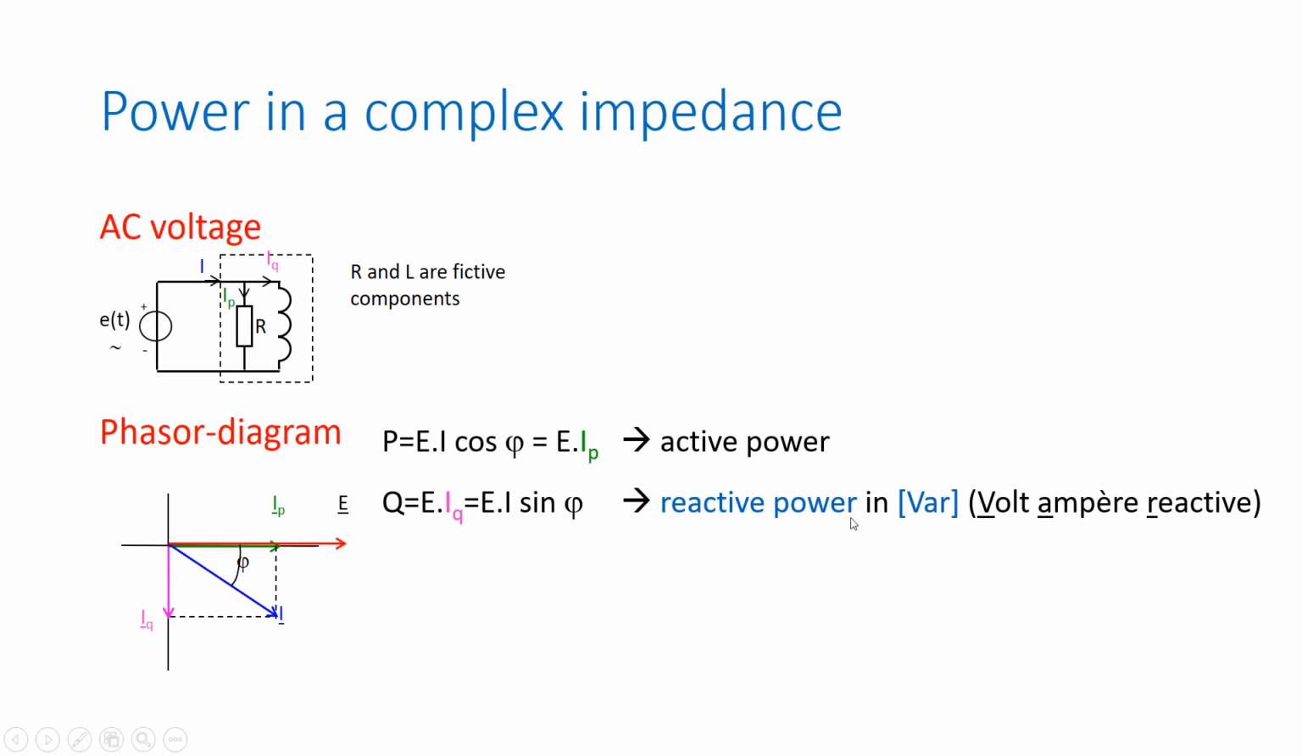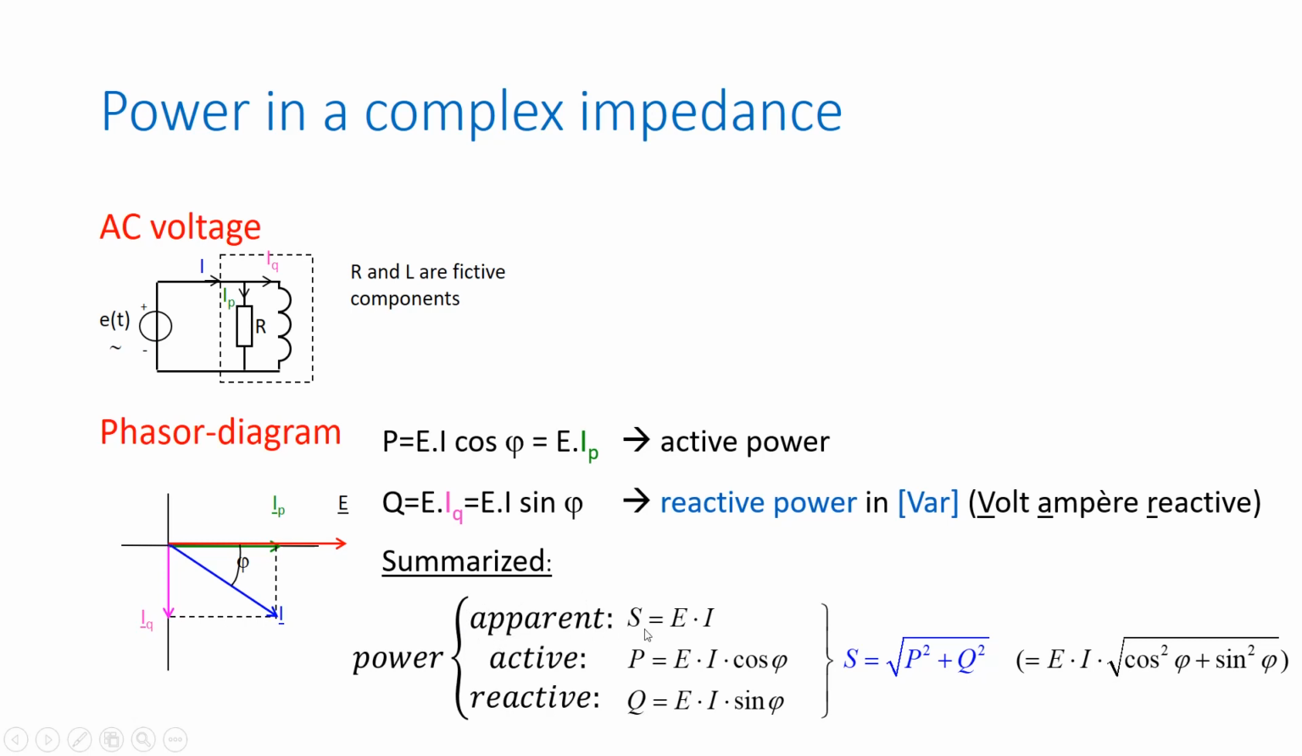And the reactive power has its own unit, and that is VAR, which stands for volt ampere reactive, volt amps reactive. We have seen P has the unit watt, Q has the unit volt amps reactive, and S has the unit volt times amps. So summarized, we have three types of power in an AC system with complex impedances.